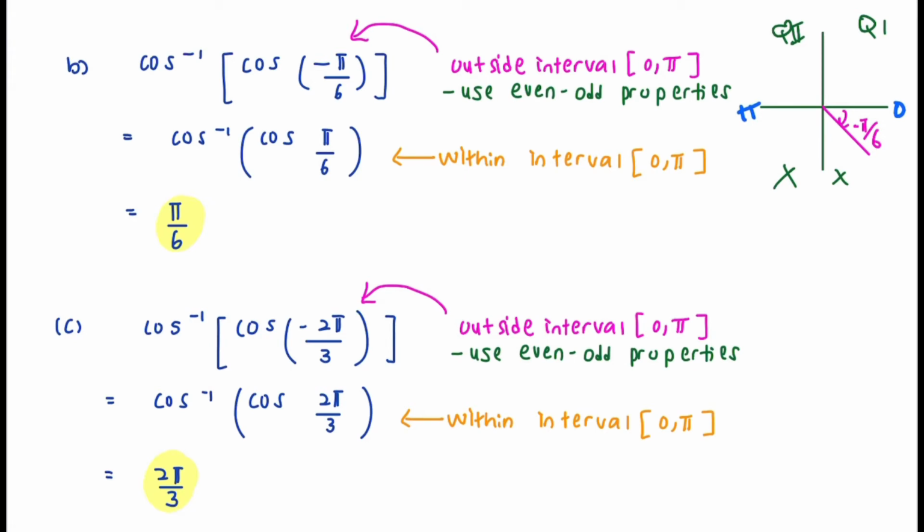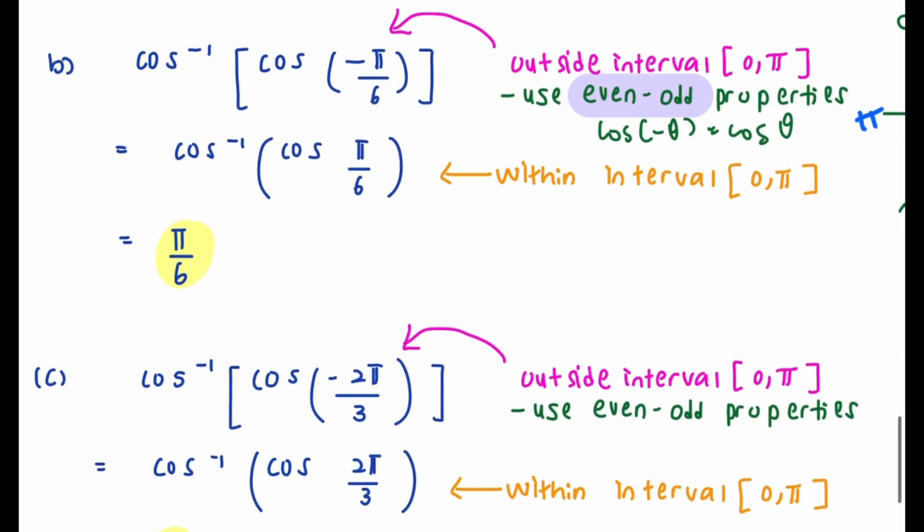However, we can use another shortcut. We can use the even odd property. You can use the even property for cos. Cos negative theta is just cos theta. So let's use it here. Cos minus pi over 6 is just cos pi over 6.